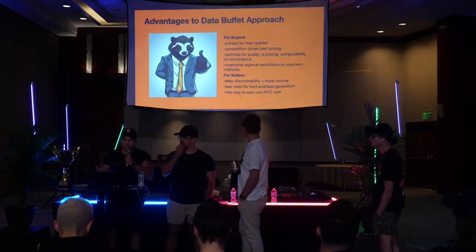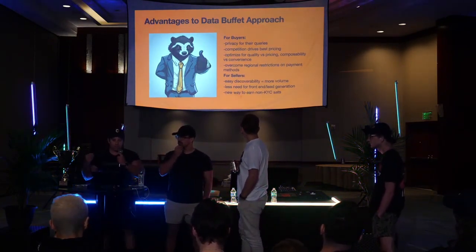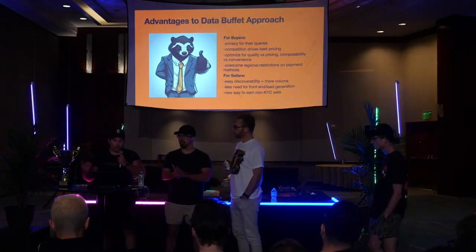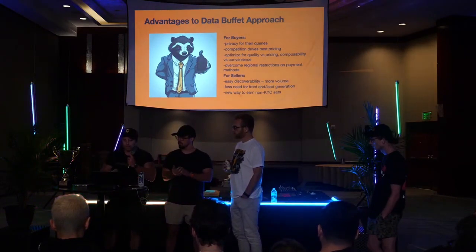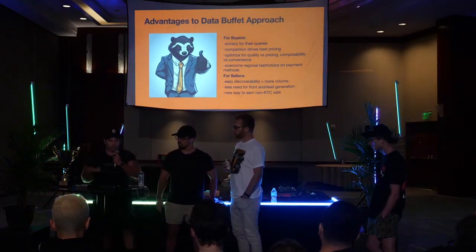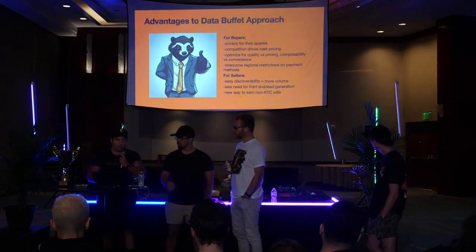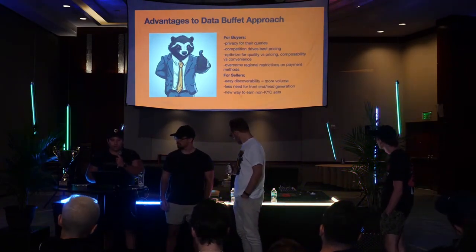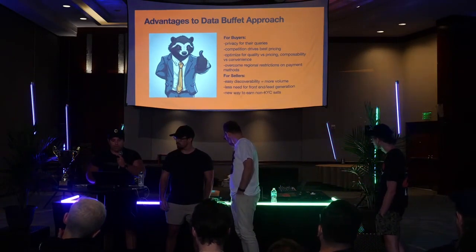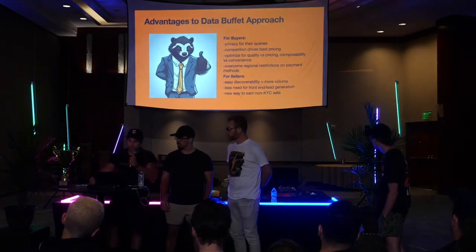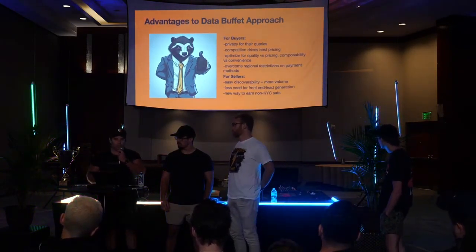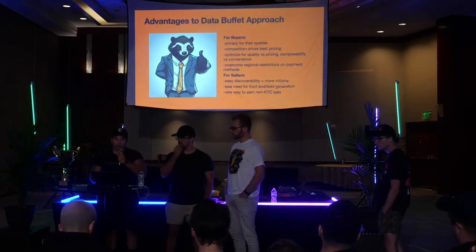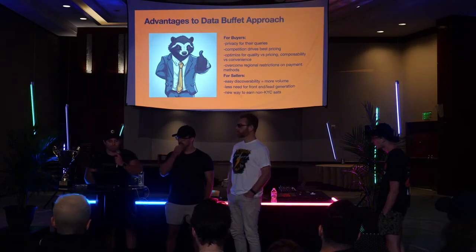You have competition that drives best pricing. We have standardization that will ideally drive good pricing, and the opportunity to optimize for quality versus pricing and composability versus convenience. So you can get really granular on how you construct these, or you can just have a macro that runs. And then obviously overcoming regional restrictions on payment methods. A lot of people can't get US credit cards, so they're excluded from a lot of these really great AI and machine learning APIs.